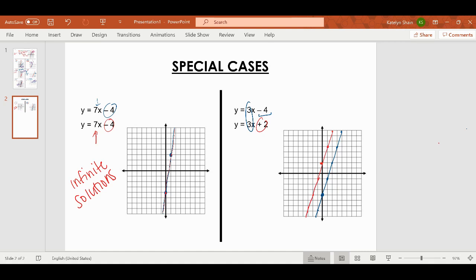Okay, so what do you guys notice here? These lines are parallel. And if we think about the definition of parallel, that means that they have the same slope and they will never cross. So there is no solution to a system of equations when they have the same slope.